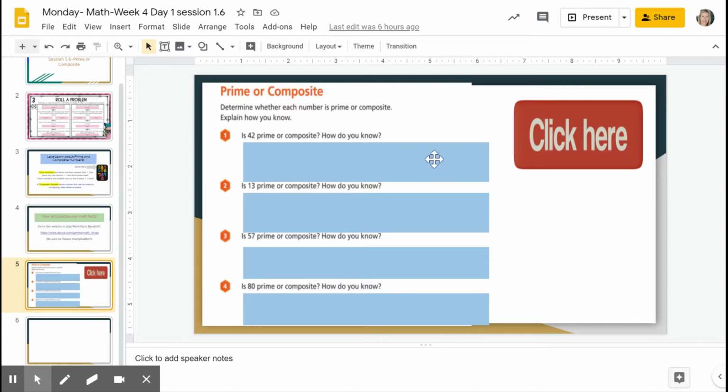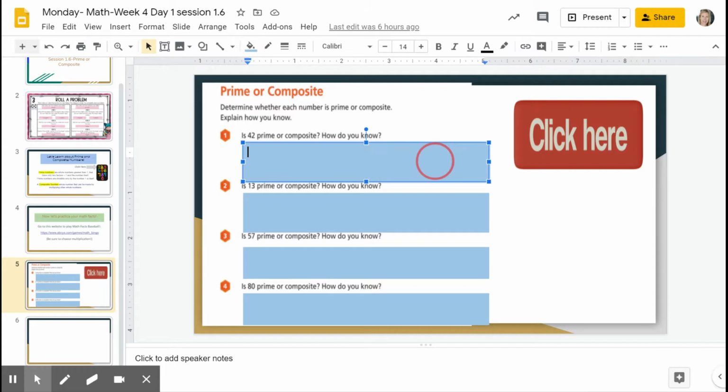So in this slide, they're asking you to decide if a number is prime or composite, and then you need to explain how you know. So let's talk about that for just a minute.